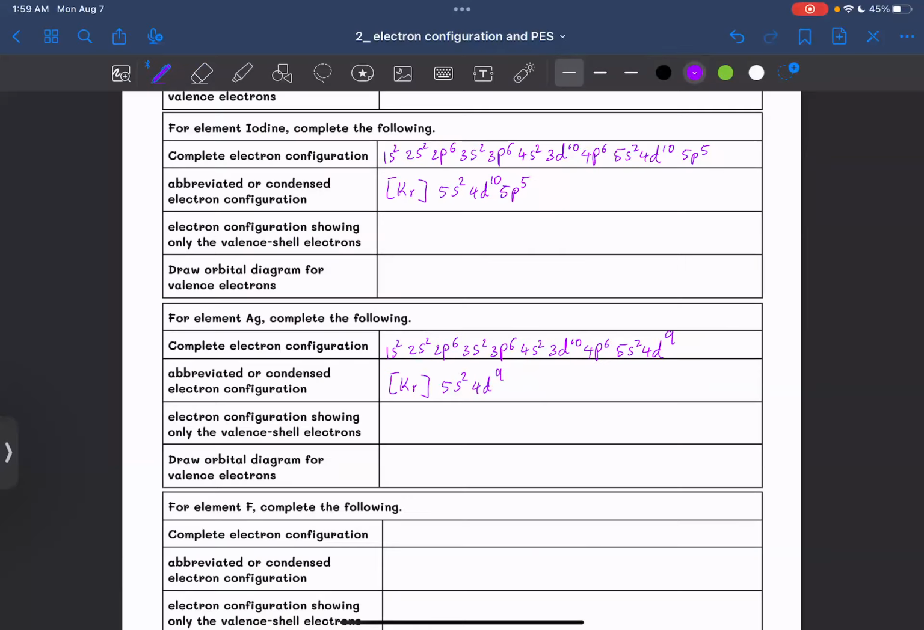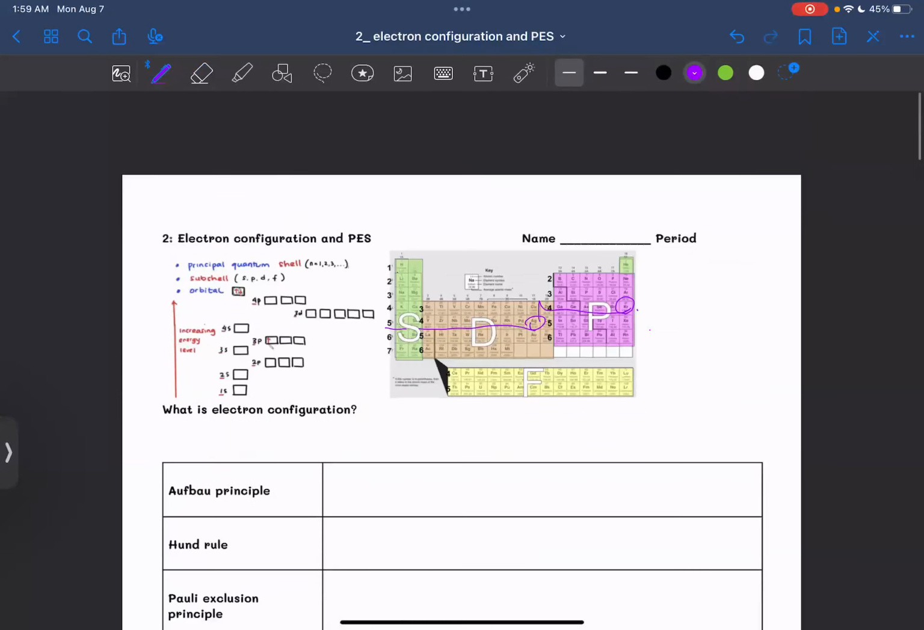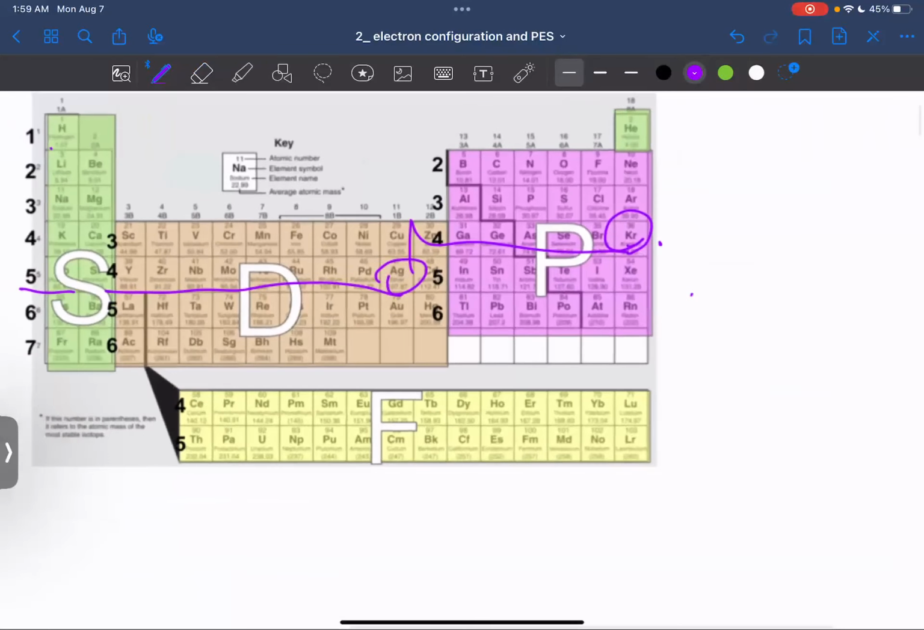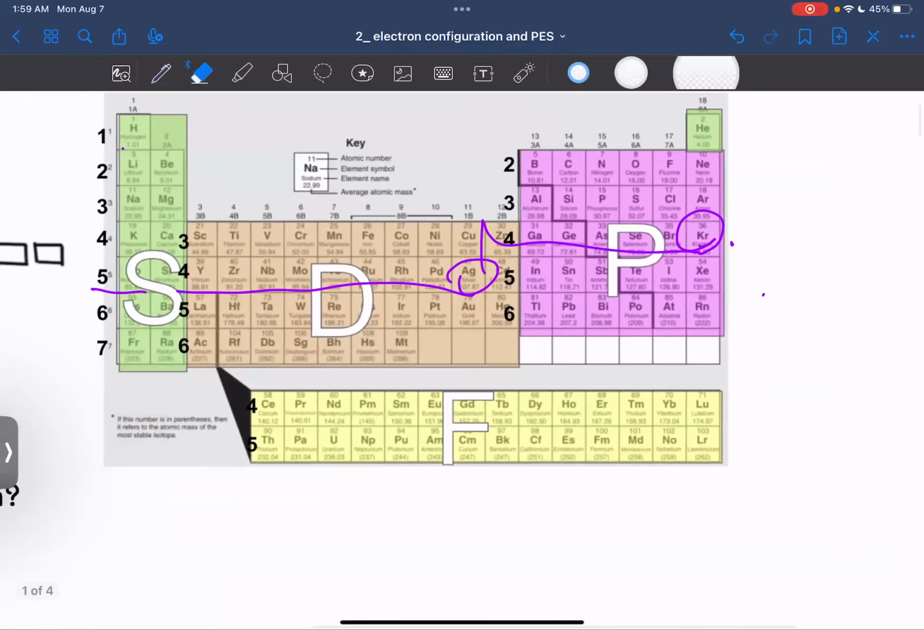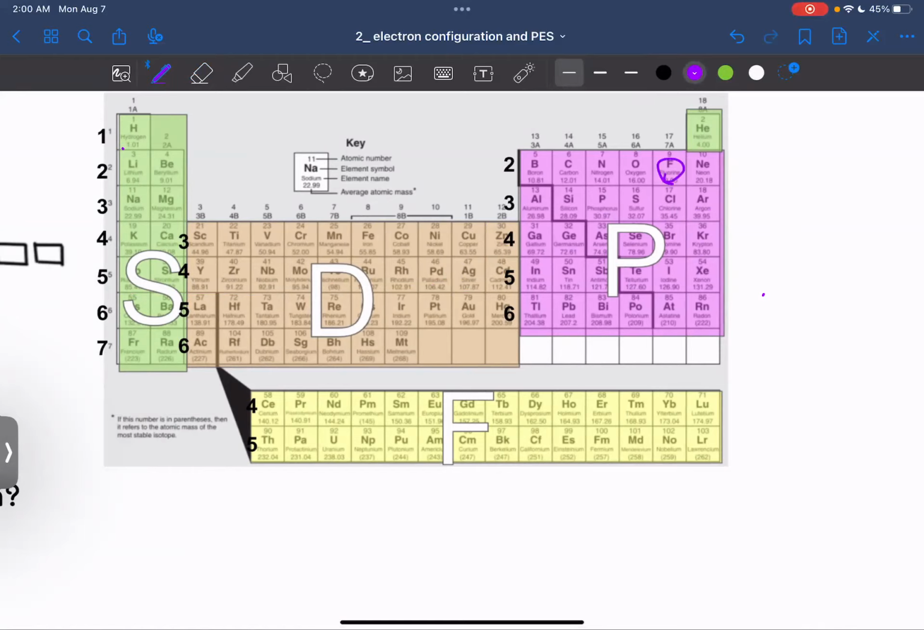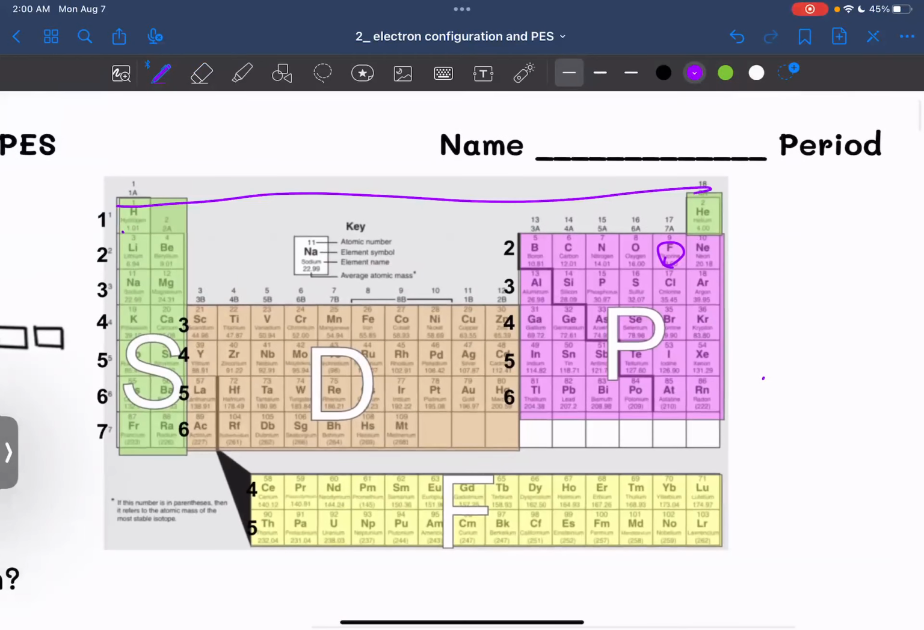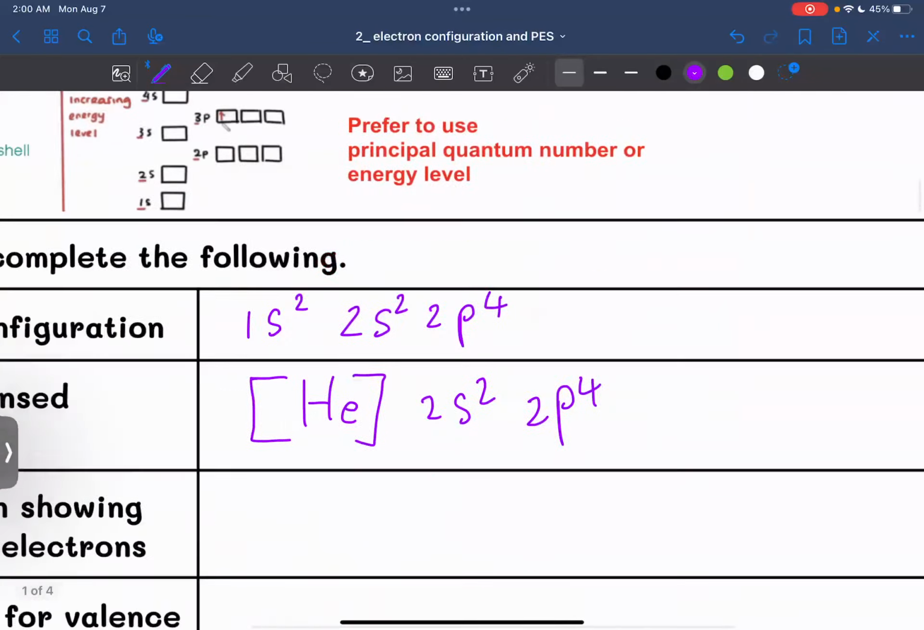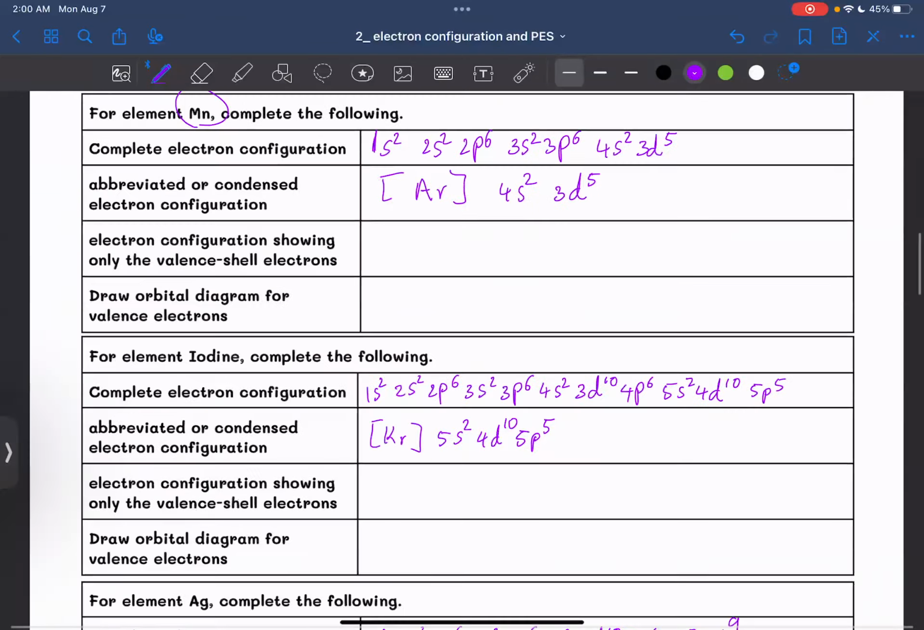Okay, fluorine. Let's look for fluorine. Right here, so really easy. 1s2, 2s2, 2p5. And the shorter one, not so much, just helium, 2s2, 2p5. Okay, so let's do that really quick.